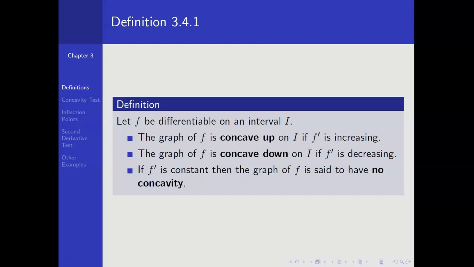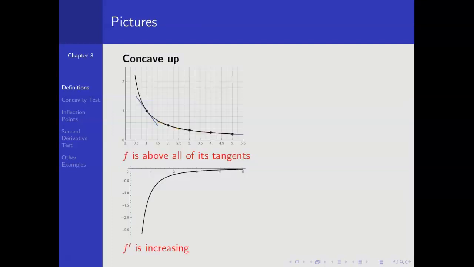Now the definition in the book, definition 3.4.1, says that f is concave up on an interval if f prime, the derivative, is increasing. Not if f is increasing, but if f prime is increasing. And the graph of f is concave down on an interval if f prime is decreasing. And again, that's where f prime, not f, is decreasing. And if f prime is constant, then the graph is said to have no concavity. And we're going to look at some pictures to illustrate how these definitions are actually the same.